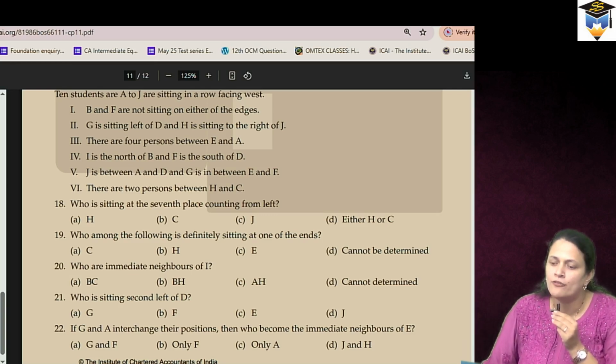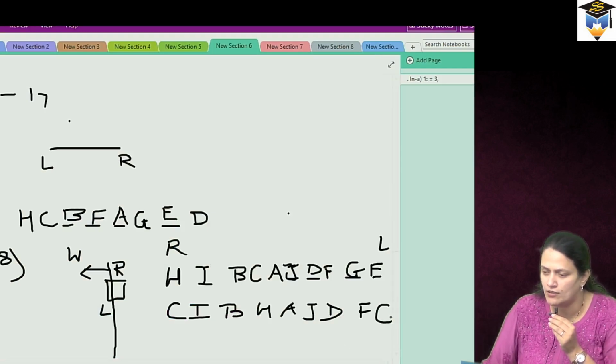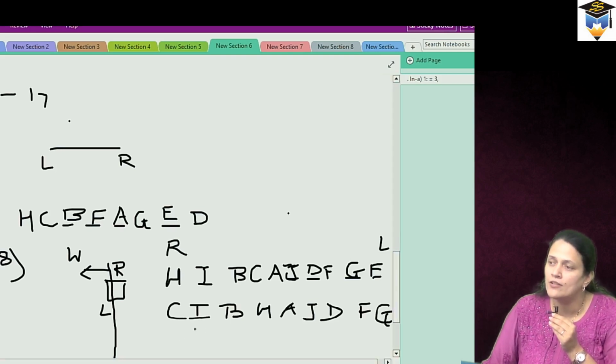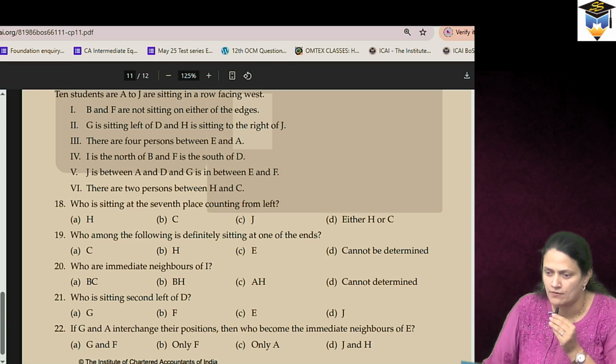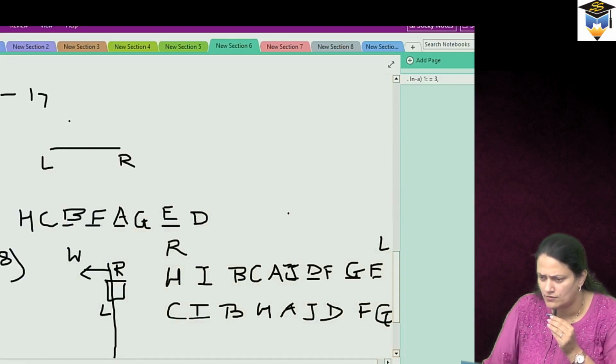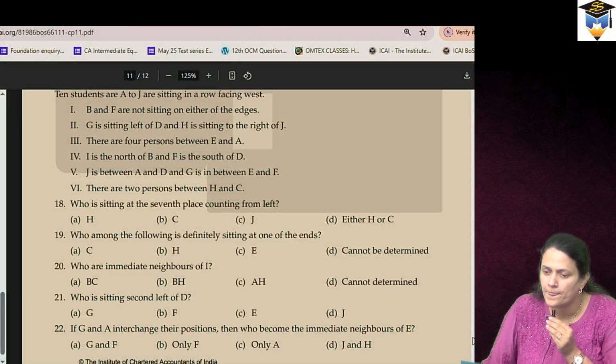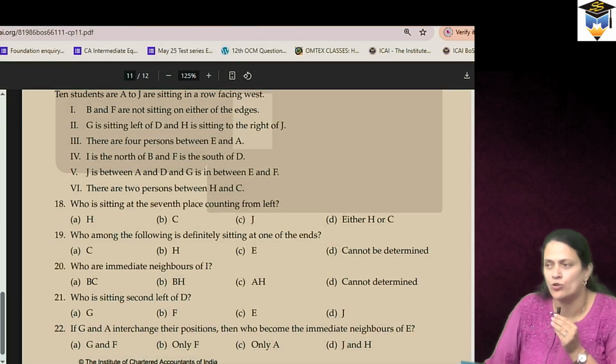19th, who among the following is definitely sitting at one of the ends? This is G. Option J. Option C. No, no. Who is sitting at the ends? That is E, right? The answer is E. Yes. Either H or C, both are possible.